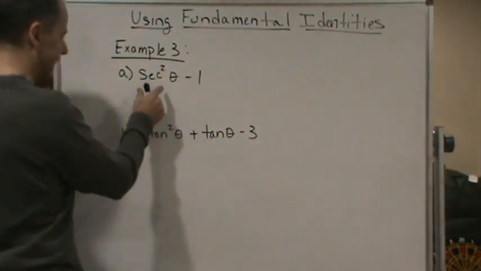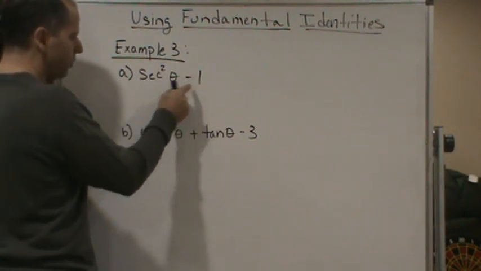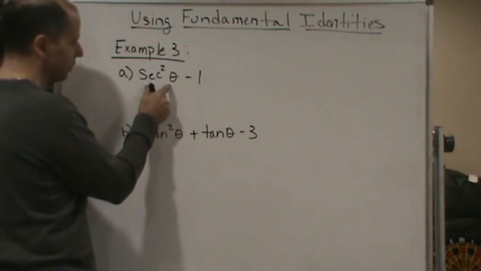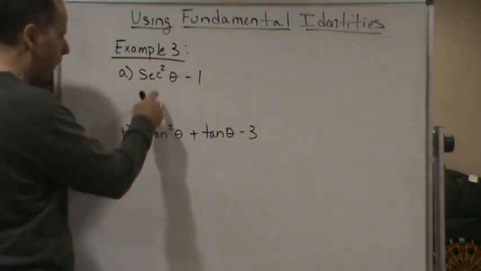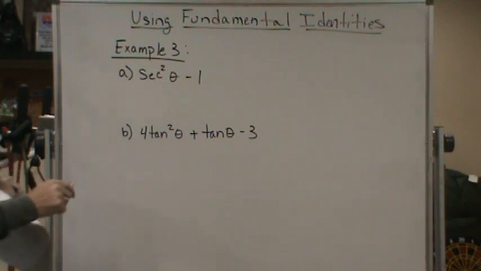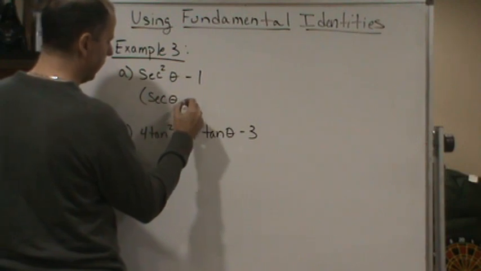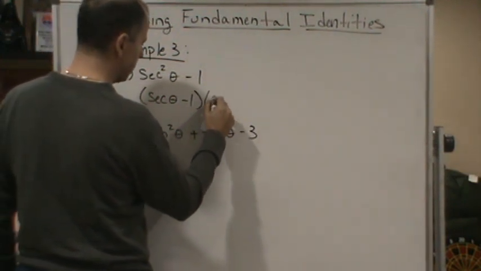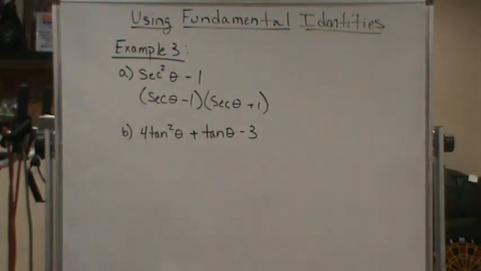So when I see this, I see x squared minus 1. Well, I also then can look at this and see x squared minus 1 squared, right? Because 1 squared is 1. So now I see a difference of two squares, which I can factor. And so now I know that this can be factored as secant theta minus 1 times secant theta plus 1. And there's the factoring. Nice and easy.